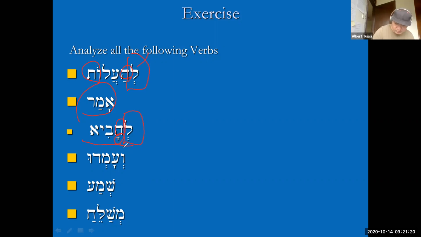One more. What is this? I thought that was pata. What is it? Imperative and infinitive construct. Yes, but in the case of a hollow verb, it will turn to kamets. Okay. Right. Okay, so let's move on.